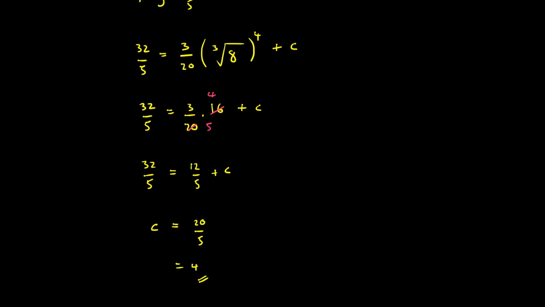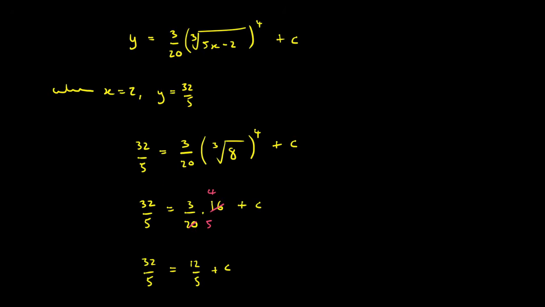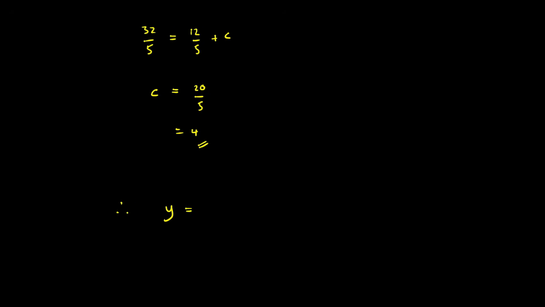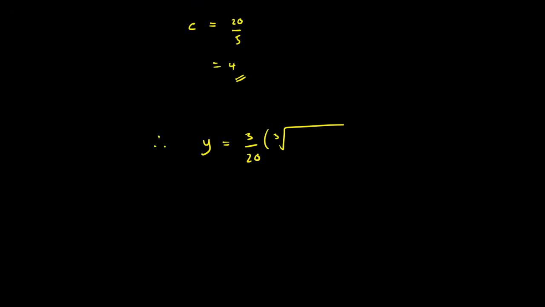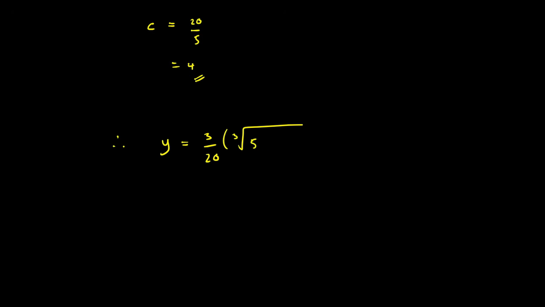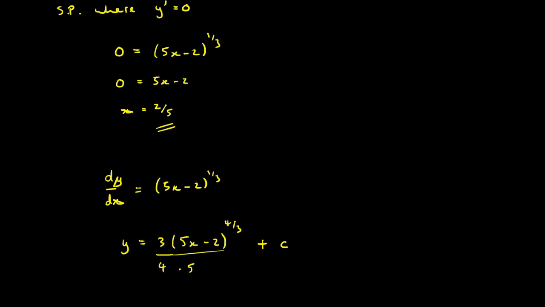So therefore our equation of the curve is y equals 3/20 times the cube root of 5x − 2, big pun, all to the power of 4, plus c, which is 4. We know that our stationary point was at x equal to 2/5. So now we just want to find the y coordinate of that.